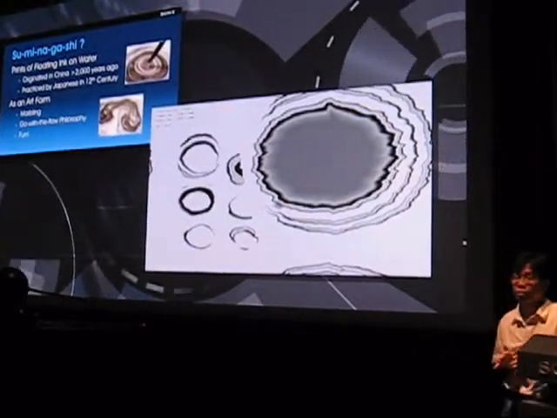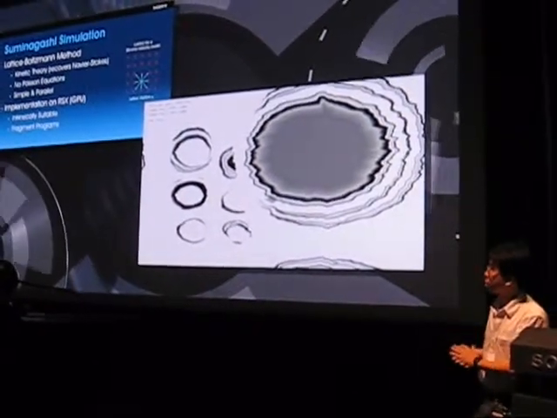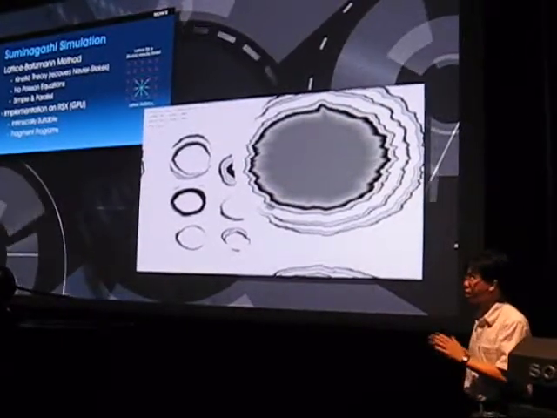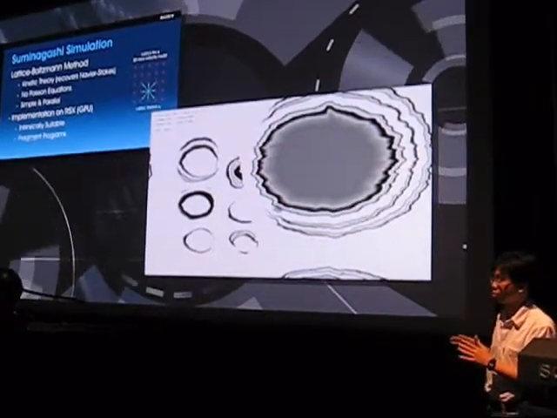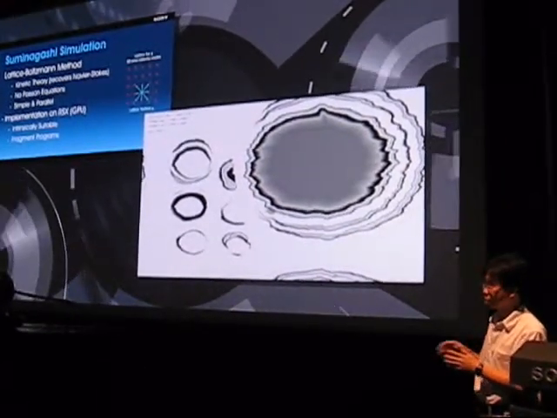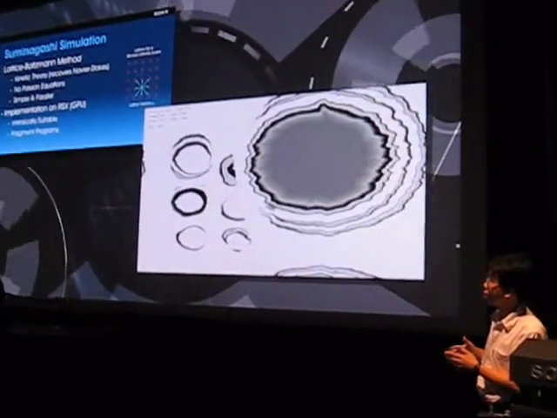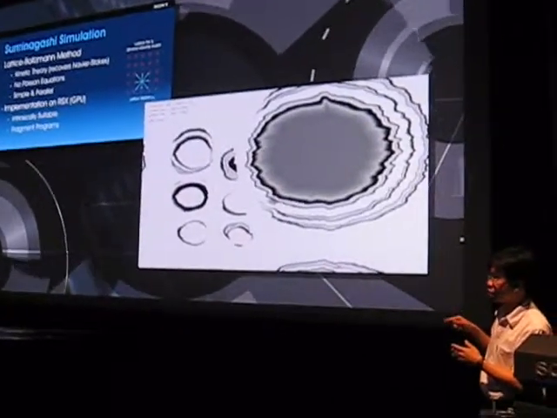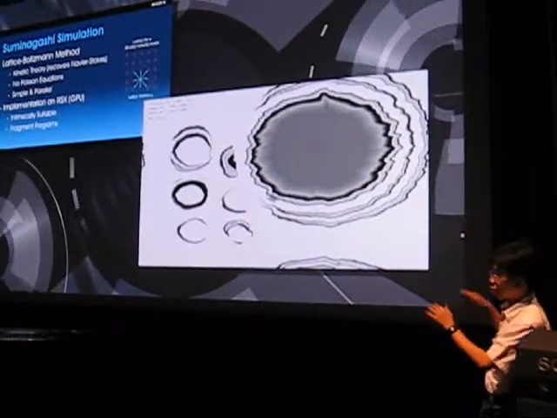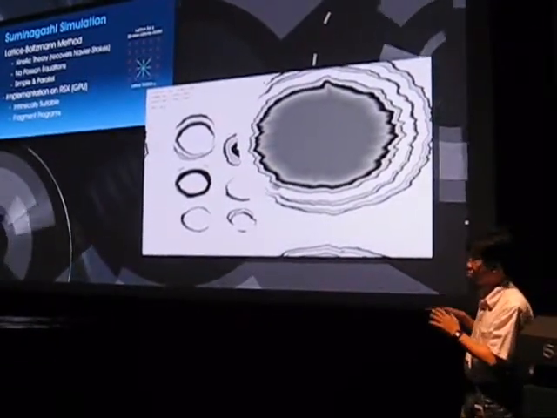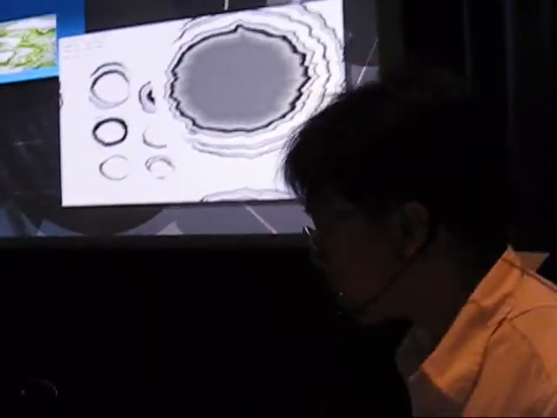So we have ported our Suminagashi simulation to the cell computing board. Because of the time limit, I cannot go into details of the simulation, but I would like to mention that we are using the lattice Boltzmann method for simulating the water flow. This method is simple and parallel, so it's very suitable to be implemented on the GPU. Because we have the RSX, which is the GPU in the cell computing board, I have implemented the whole simulation onto that chip.